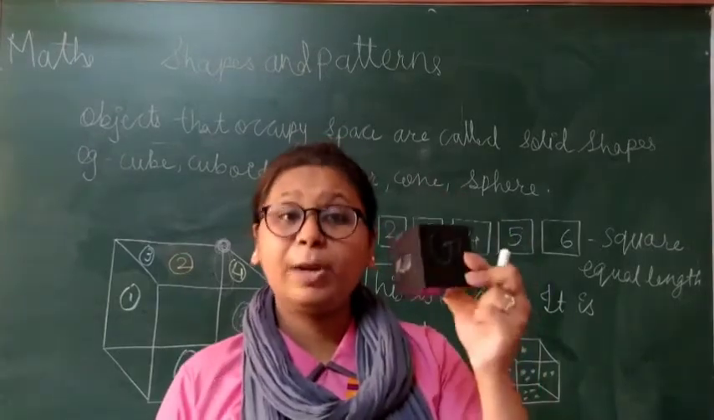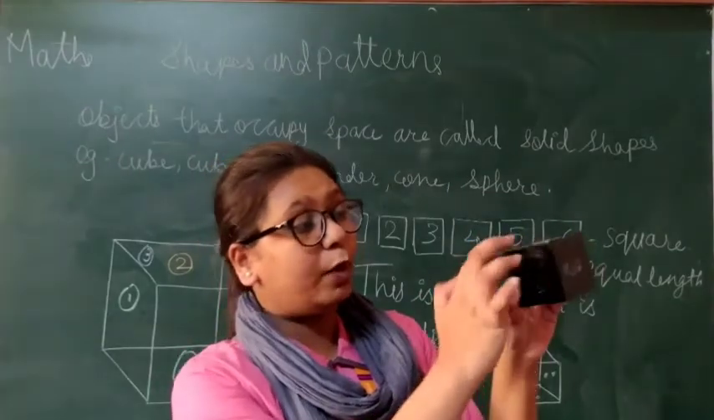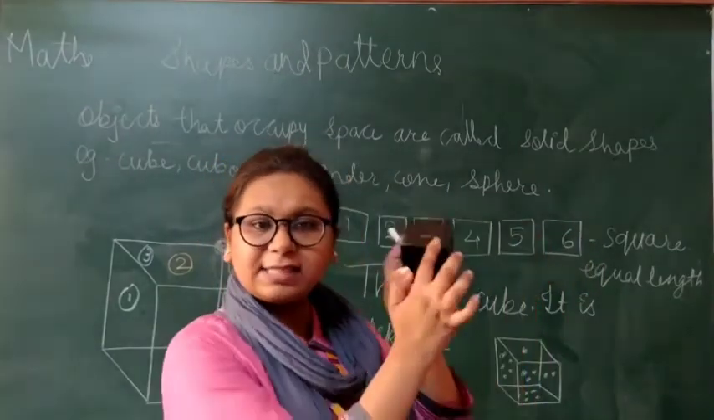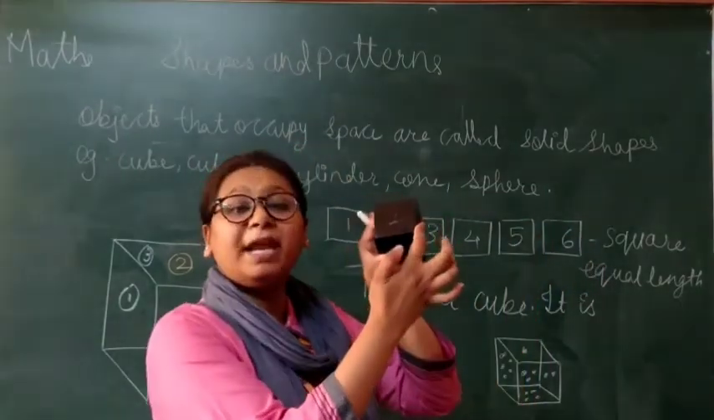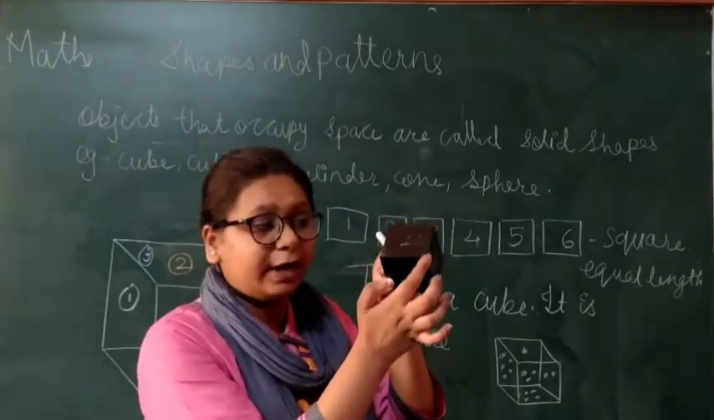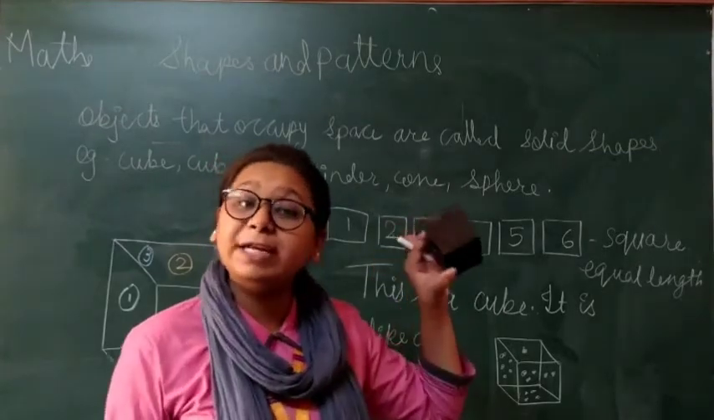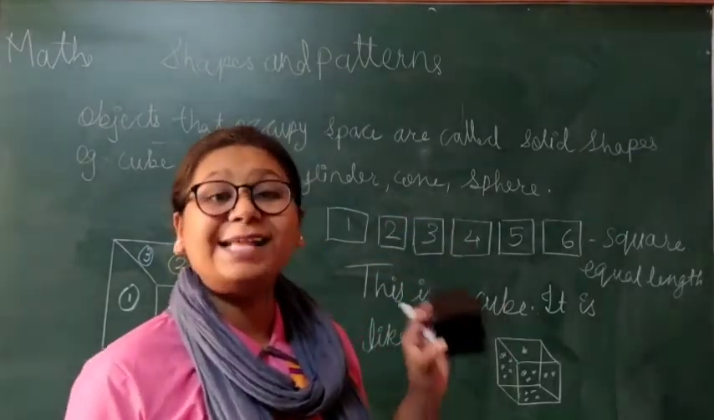Students, a point where two edges meet each other. See, this is a point where two edges meet each other. This edge and this edge meet each other at this point, right? So this point which I am showing you is known as a corner. What is this point known as? It is known as a corner.